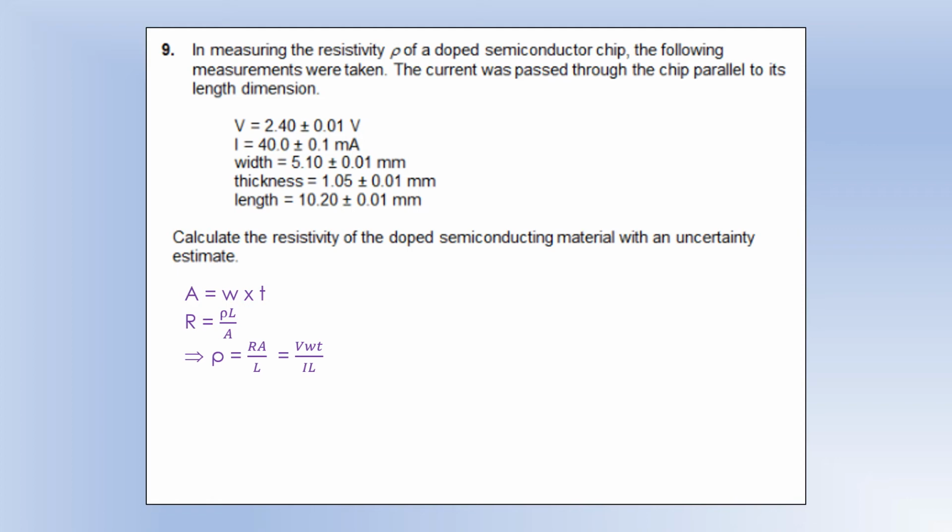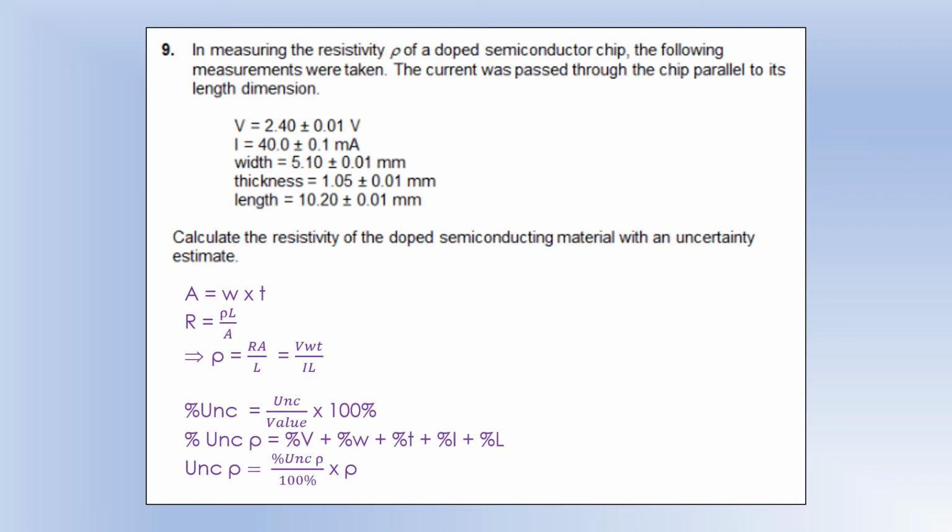So you can see we've got 5 measurements contributing to the uncertainty in resistivity. Because they're all multiplied and divided, we're going to need to calculate the percentage uncertainty in each of those 5 factors. And we're also going to need to add together the percentage uncertainties in each of those factors.